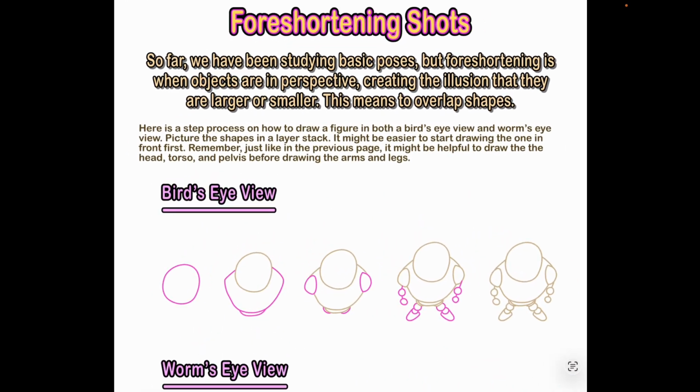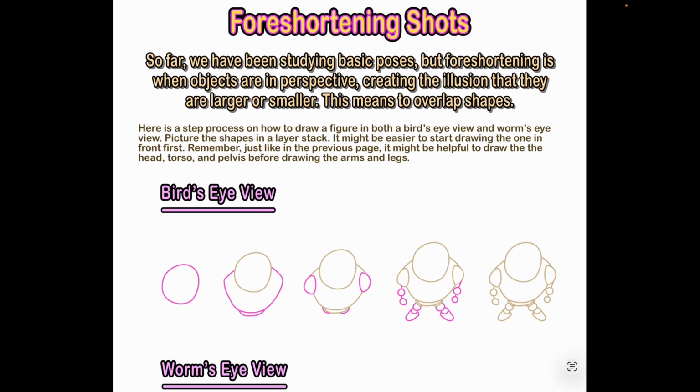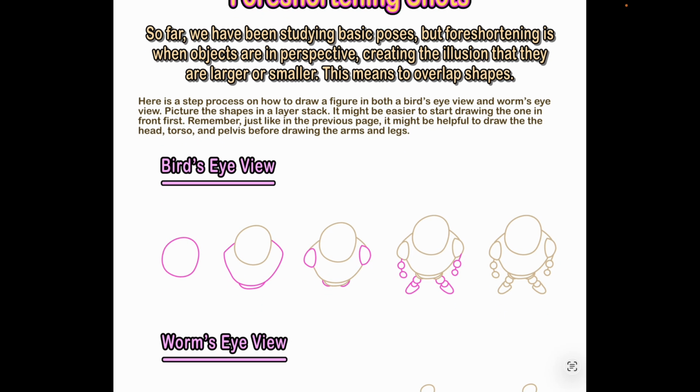Foreshortening shots. So far, we have been studying basic poses, but foreshortening is when objects are in perspective, creating the illusion that they are larger or smaller. This means to overlap shapes. Here is a step process of how to draw a figure in both a bird's eye view and worm's eye view. So what does that mean? A bird's eye view is when you're looking down at a character, and a worm's eye view is when you're looking up at a character.